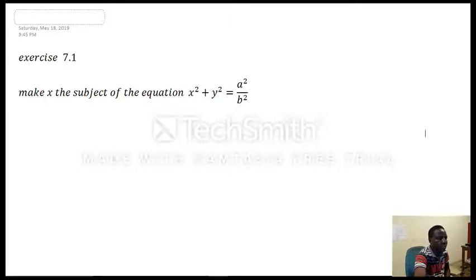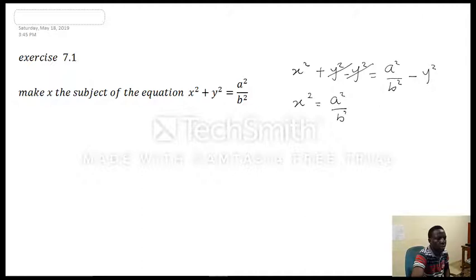Next example says we should make x the subject of the formula. Same step. You first of all take y squared to the other side of the equation by subtracting y squared from both sides, leaving us with x squared plus y squared minus y squared is equal to a squared over b squared minus y squared plus y squared minus y squared is 0. We have x squared is equal to a squared over b squared minus y squared.